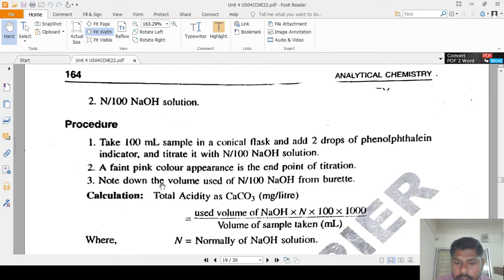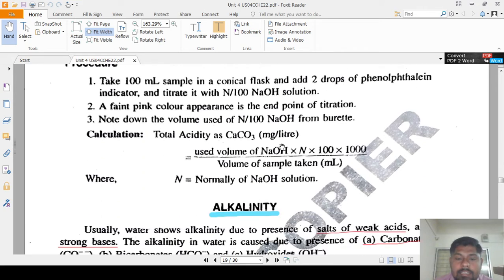Note down the burette reading. N is the normality of the NaOH solution, used volume of NaOH times normality times 100 into 1000 divided by the volume of the sample taken. Put the values here and you can find out the normality.